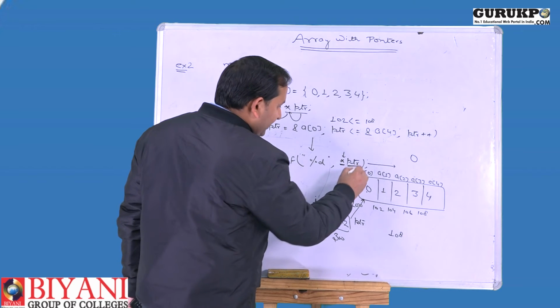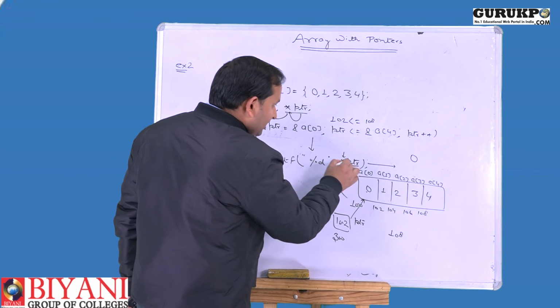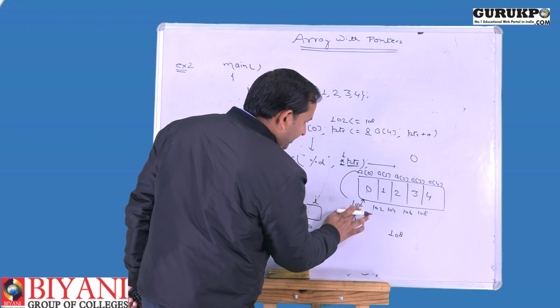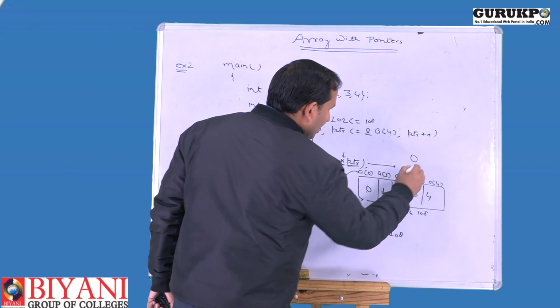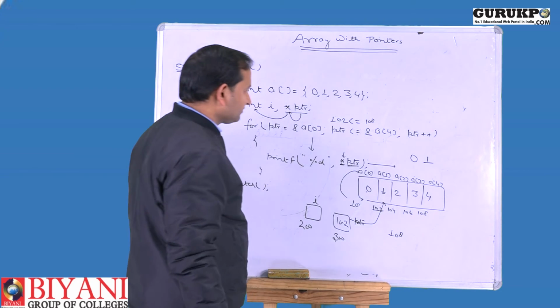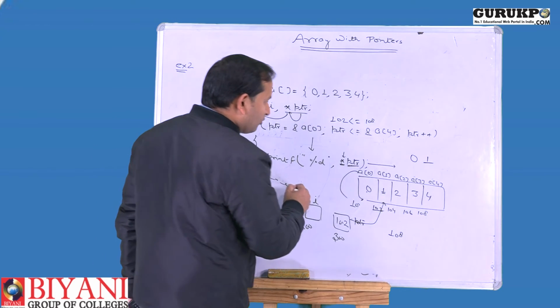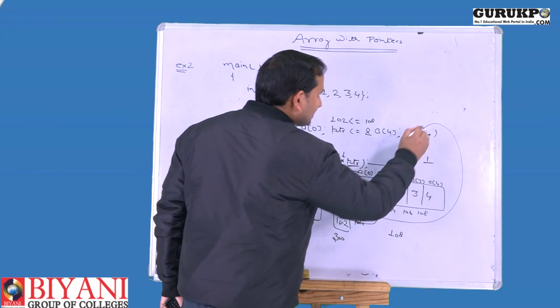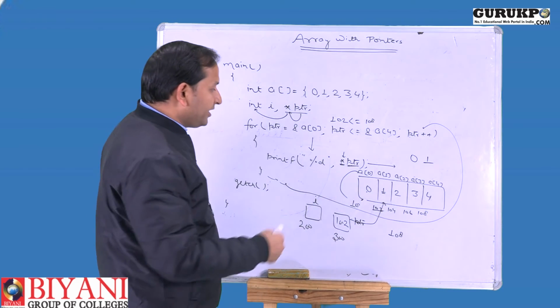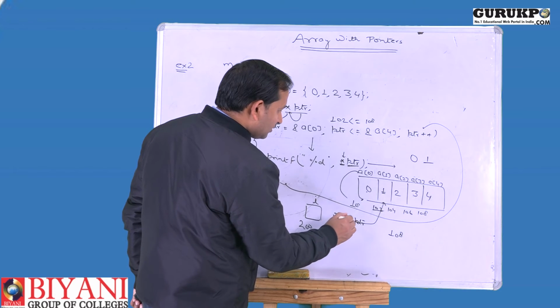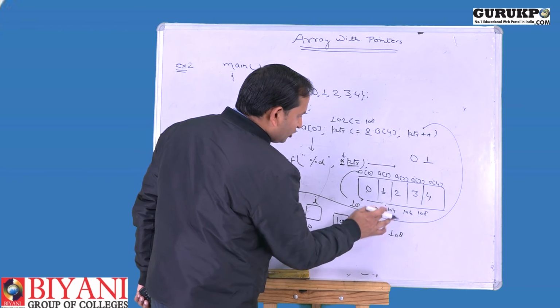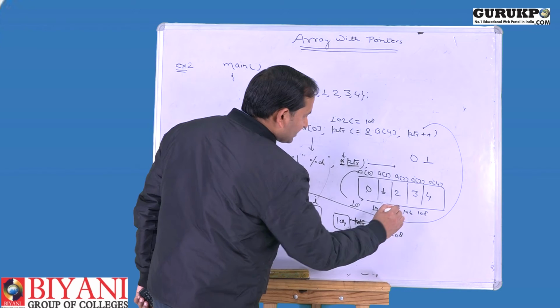And now PTR is 102 and the value at this PTR will point here. So the value at 102 is 1. Now it prints 1. Again control moves to PTR plus plus. Now PTR will point to 104, this location.